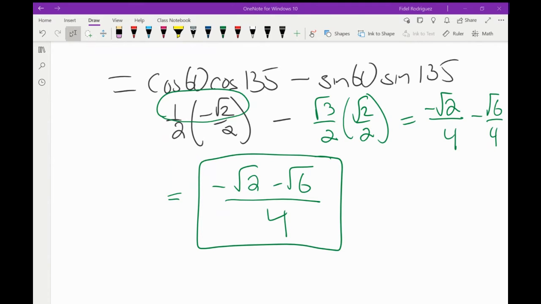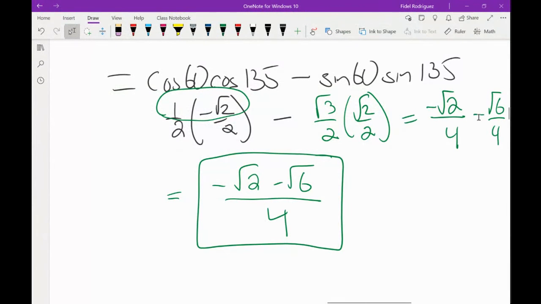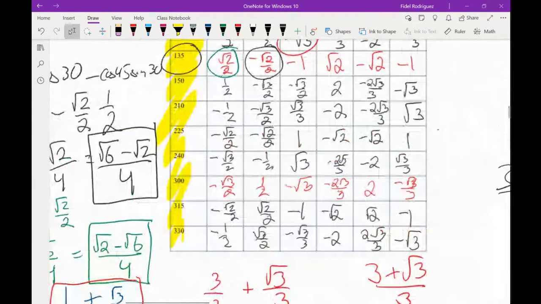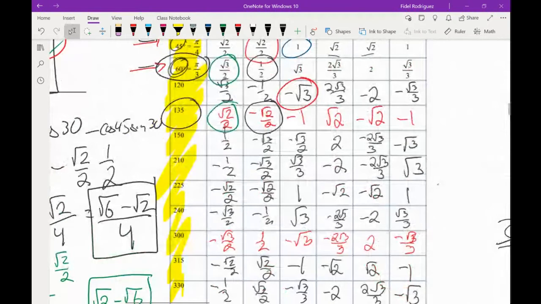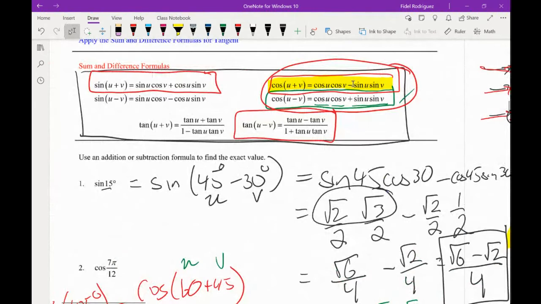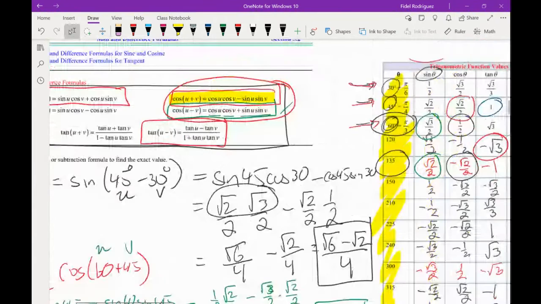Yes. Why am I coming up with a plus? Did I make a mistake somewhere? What's the sine of 135? Square root of 2 over 2, square root of 3 over 2. I copied down my formula wrong. Now we put a minus. Okay, what did I do wrong? I did something wrong.